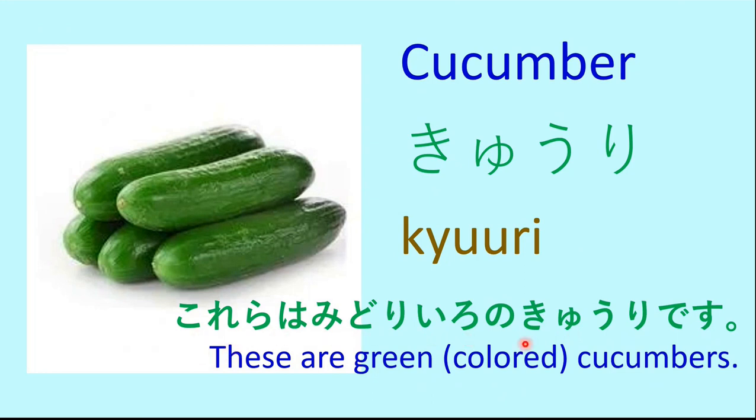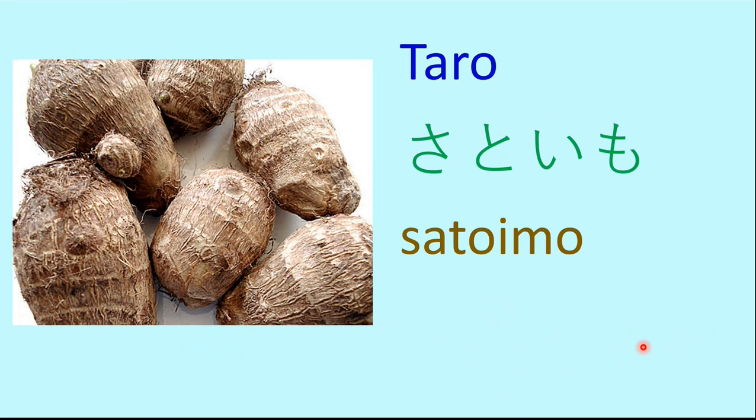Kore ra wa midori iro no kyuri desu. You cannot omit this no. If you write kore ra wa midori iro kyuri desu, it will be wrong. Midori iro no kyuri desu. Next is taro. Taro is called satoimo. Imo is the family of such vegetables, which are basically taro roots or yams. So this is the family of imo. Taro is called satoimo.